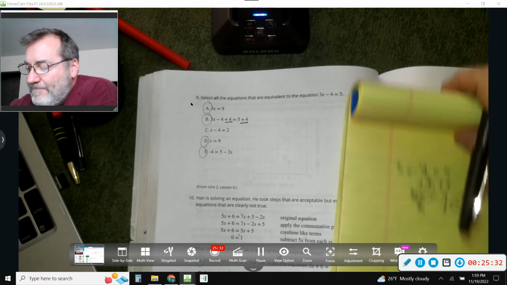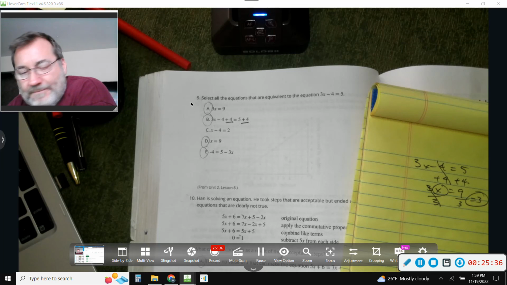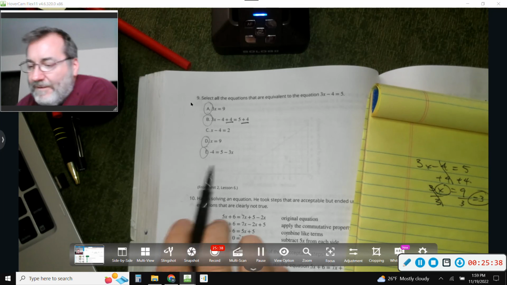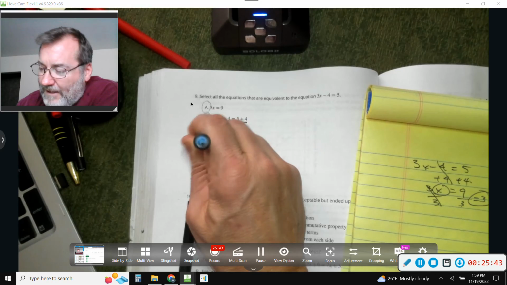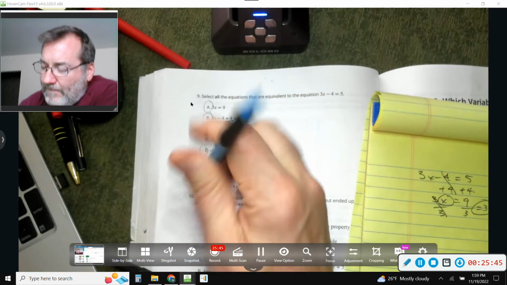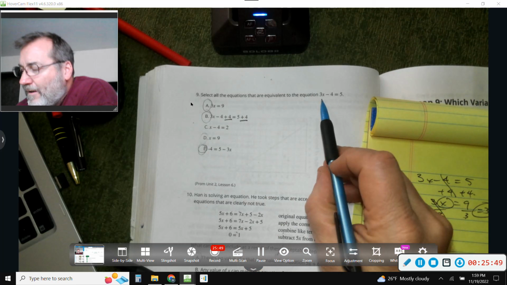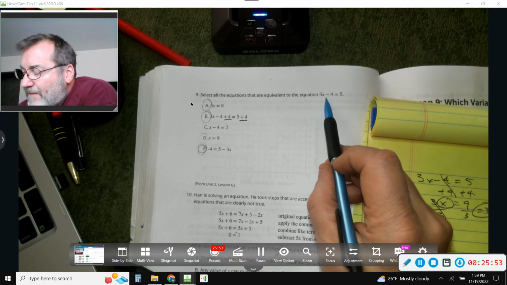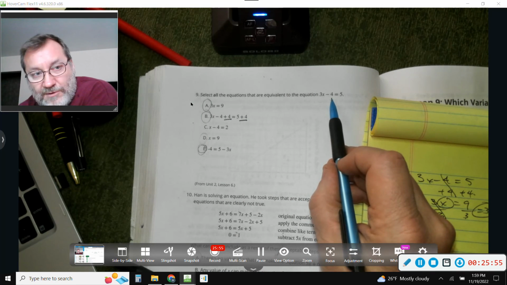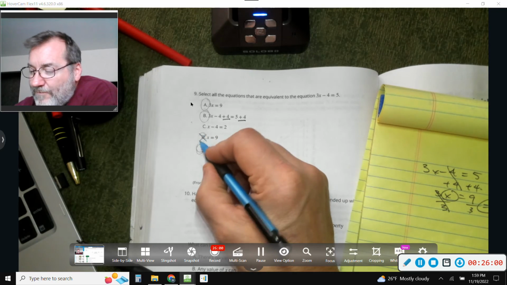X equals 9. Is that right? Does x equal 9? I'm thinking x equals 3. So somehow that one got circled, but I don't think that's right. We can actually check our work. If it is true, we can put up here, what is 3 times 9? That's 27. 27 minus 4 is 23, which is definitely not 5. So I know that that one was circled in error.